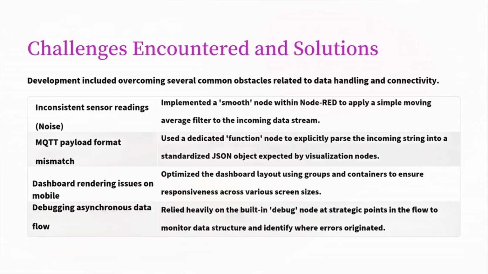Challenges encountered and solutions. Throughout development, we faced several challenges. First, inconsistent sensor readings caused data noise. We solved this by adding a smooth node to filter the values. Second, MQTT payload formats didn't match, so we used a function node to convert them into standard JSON objects. Third, our dashboard didn't display properly on mobile, so we optimized it with groups and containers for better responsiveness. Lastly, we debugged asynchronous data flow using debug nodes placed at key points to trace errors effectively.